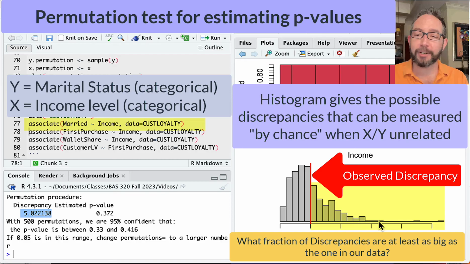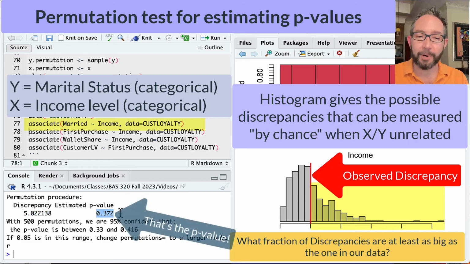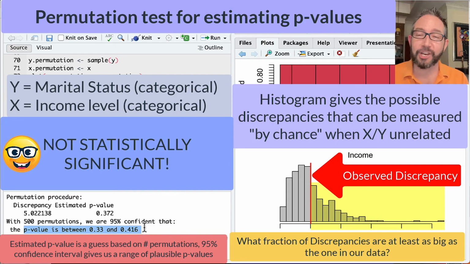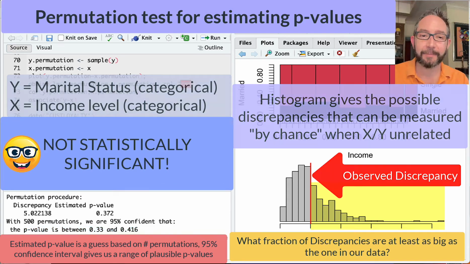So what fraction of discrepancies in these permuted data sets are at least as big as what we observed? Well, that's where the 37.2% comes from. And so what we do is we look at the confidence interval for that p-value. It's somewhere between 0.33 and 0.416 after 500 permutations. We've nailed down the p-value reasonably well, but there's still a little uncertainty with it. Since all those values are at least 0.05, we know that this association is not statistically significant.